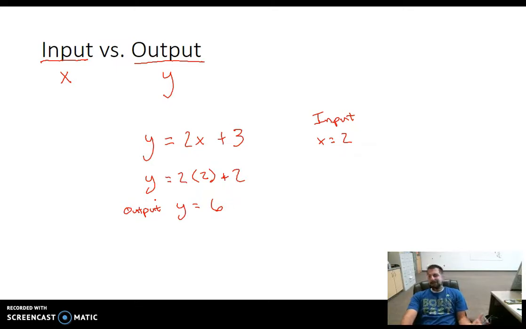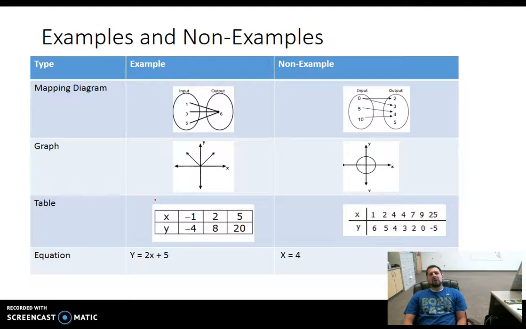Now you might be saying, okay, we've done that before. That shouldn't be that big of a deal. Why are we talking about this? Well, it is a big deal. If we put a number in, and we only get one number out when we put that number in, then we have what is known as a function.